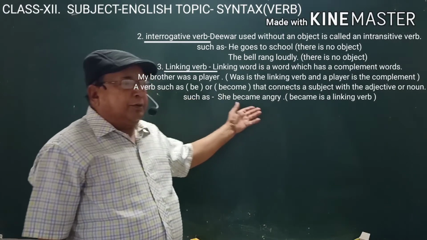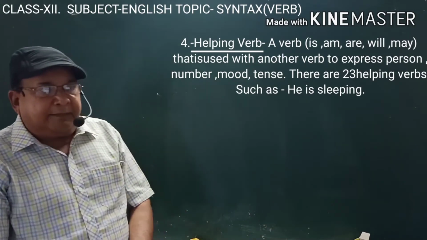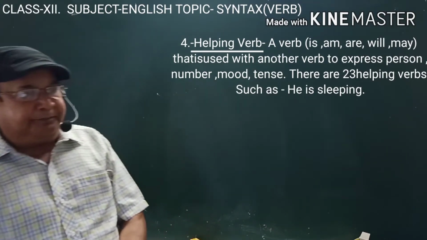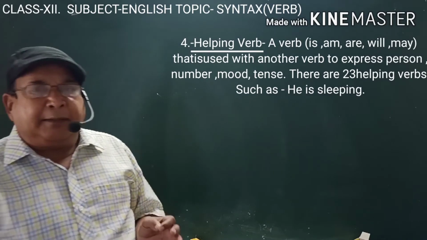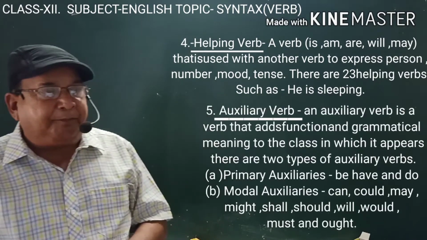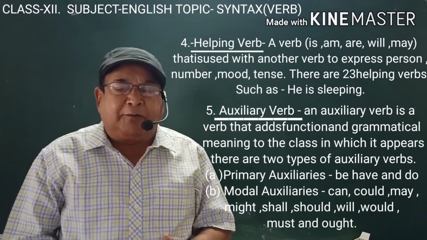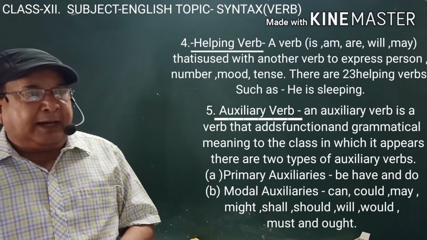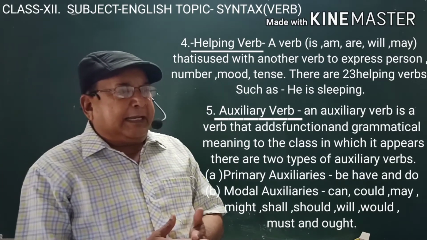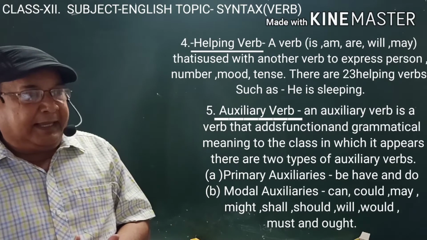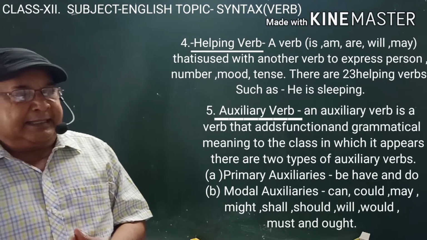Now we switch over to another type of verb, that is helping verb. I'm sorry, I repeat, a verb that is used with another verb to express person, number, mood, tense is known as helping verb. For example, is, am, are, will, may are the helping verbs. There are so many other helping verbs. In total, we can say there are 23 helping verbs. Such as one example, he is sleeping. In this case, is the helping verb.